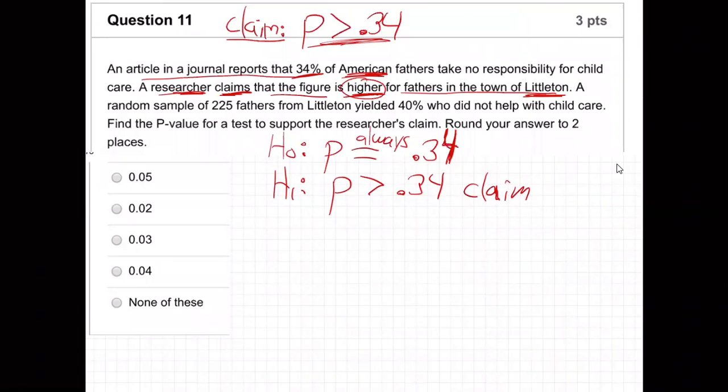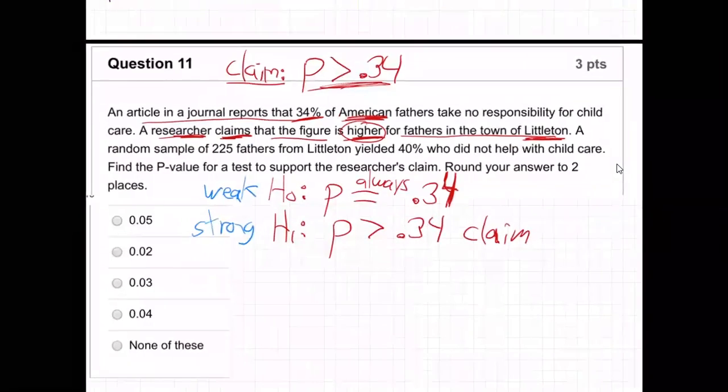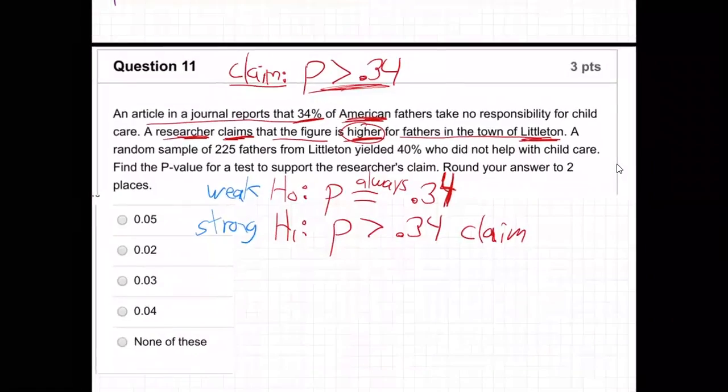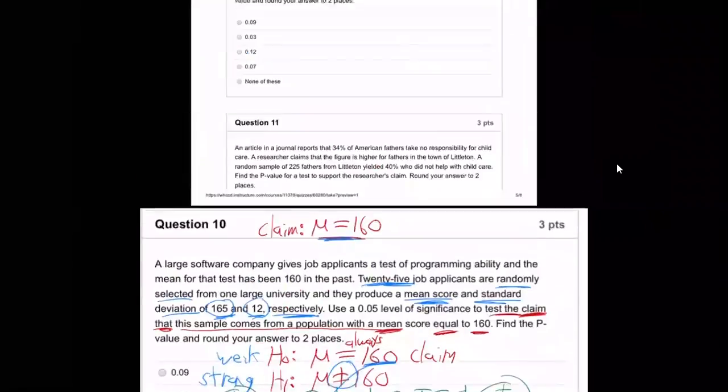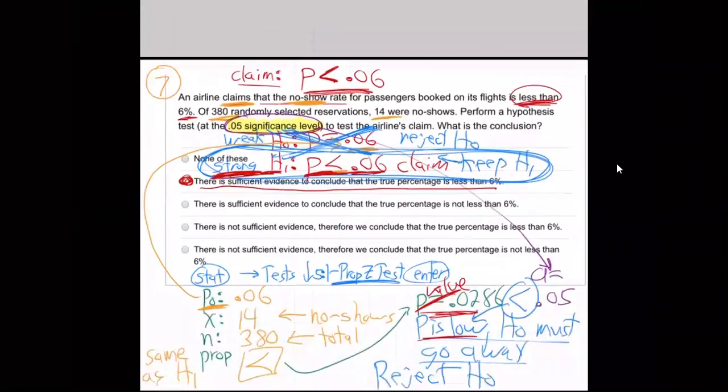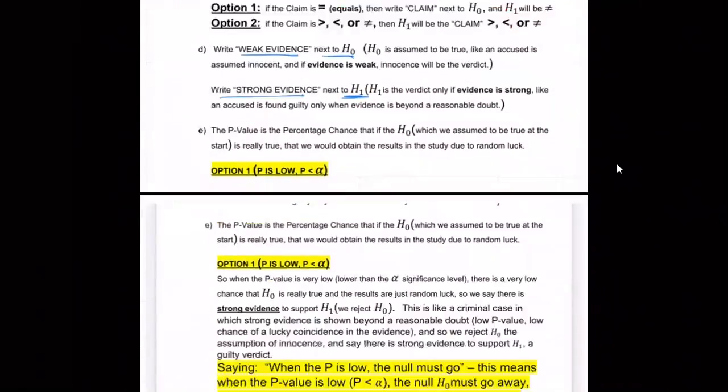And then we write weak evidence for H0 and strong evidence for H1. And then let's do the problem from here. So we're going to go to our calculator. If you look at the notes, we're doing a hypothesis test for P. So let me go find that with you. Ooh, I went too far. All of a sudden it flew along.